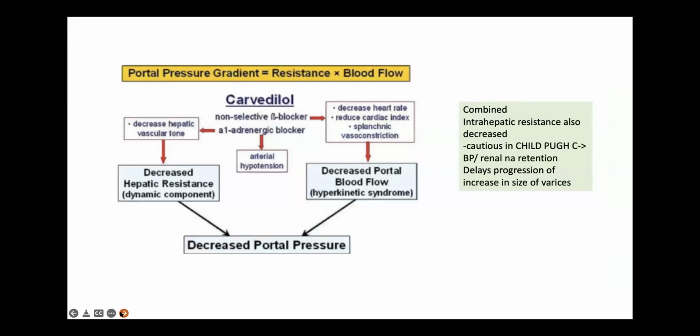Now, carvedilol is what we're starting to use in our more compensated patients with Child-Pugh A and B. Carvedilol is nice because it's also non-selective. However, it does have adrenergic A1 blockade, whereas propranolol doesn't have any adrenergic blockade. So with the decreased heart rate, decreased cardiac index, your splanchnic vasoconstriction, and then decrease in hepatic vascular tone, as well as arterial hypertension as well.